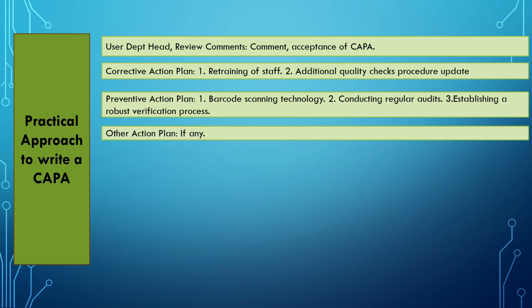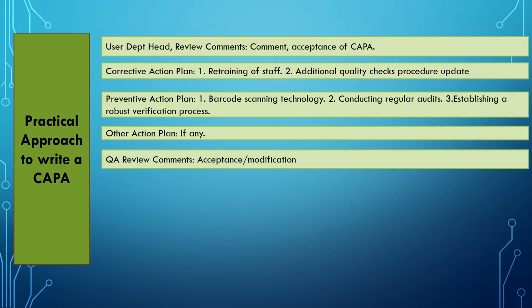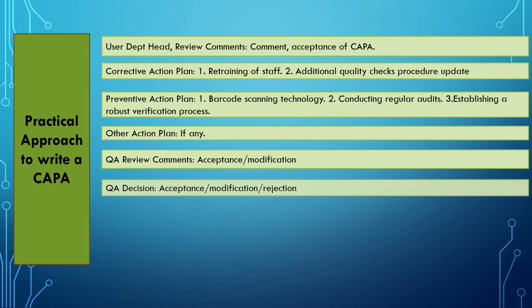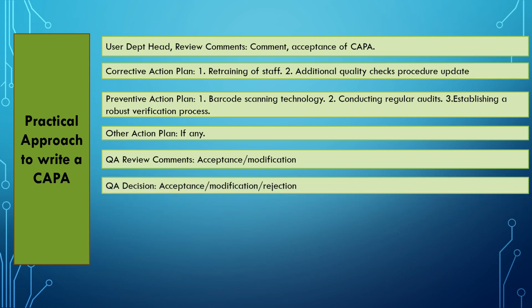Now the user department head evaluates if any other action plan is needed, then he can assign the other action plan also, right? Now the CAPA shall be evaluated by the QA department and comments will be made for the acceptance or modification of CAPA, right? And finally, the QA decision shall be made to accept, modify or reject the CAPA.